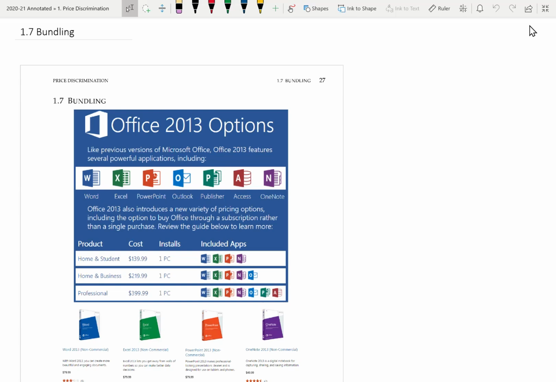Now we're going to look at another way a firm could price discriminate. So we're going to look at what's called bundling. So I have an example of bundling here where Microsoft is offering a bundle of different software together as Office 2013. So let's have a closer look.